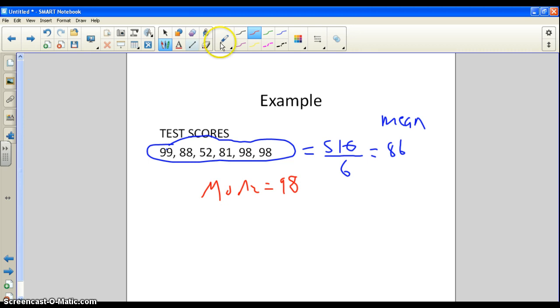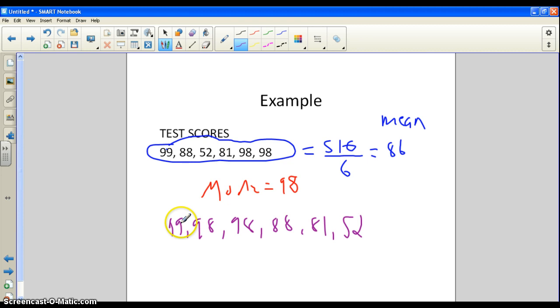Now for the median, we have to rearrange the numbers in order from greatest to least. So we have 99, not 98. So 99, then 2 98s. Whoever got that 99. So we got 98. What's next? 88. Then 81. And then last but not least, some lame person who didn't study and got a 52.